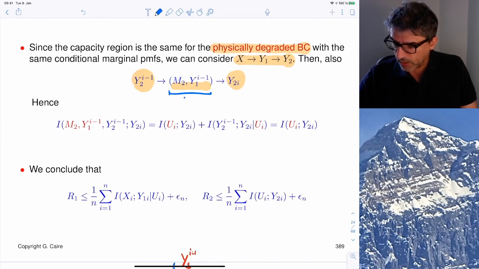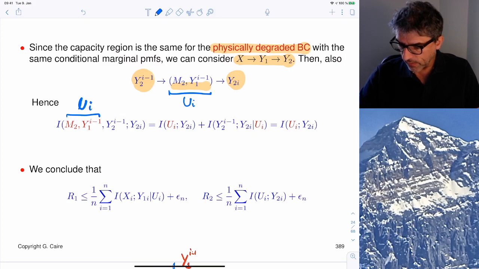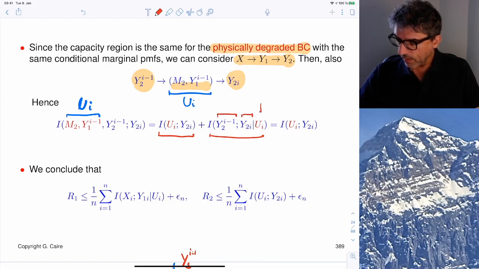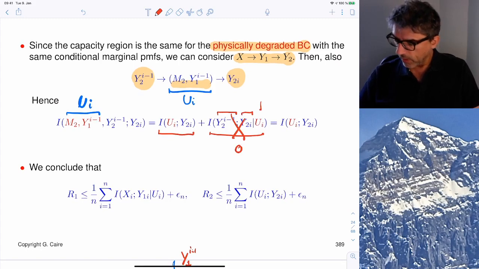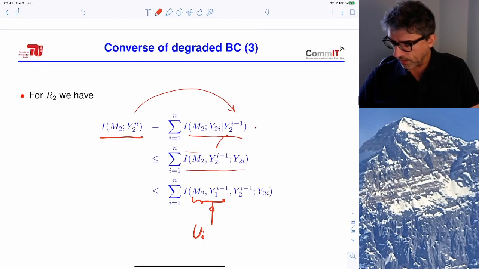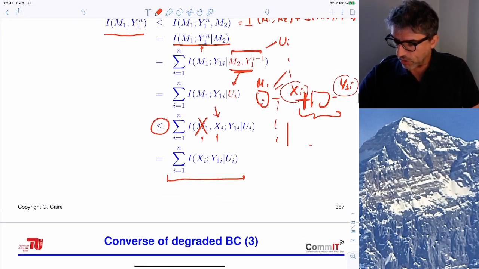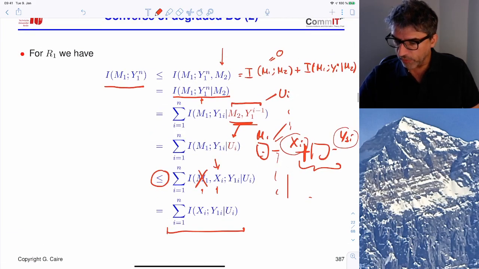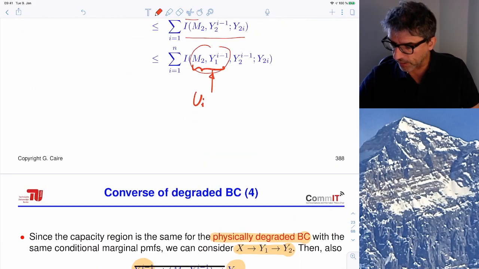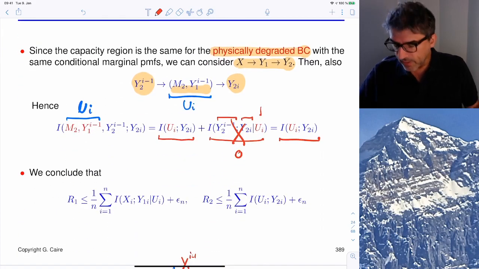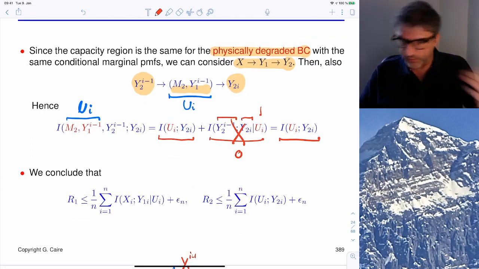And why do we want this Markov chain? Because now this is exactly what we have called Ui. So we have here our Ui, and we can use this Markov chain and the chain rule to say that this can be written as the mutual information between Ui and Y2i, plus the mutual information between Y2 up to i minus 1 and Y2i given Ui, but we know that this is 0 because of what we have said before, and therefore this becomes just that. And by pure luck, this Ui appearing here in the inequality for user 1 is the same that we have manufactured here for user 2. Otherwise, this would not be a valid choice. You cannot call in the same way two different things.